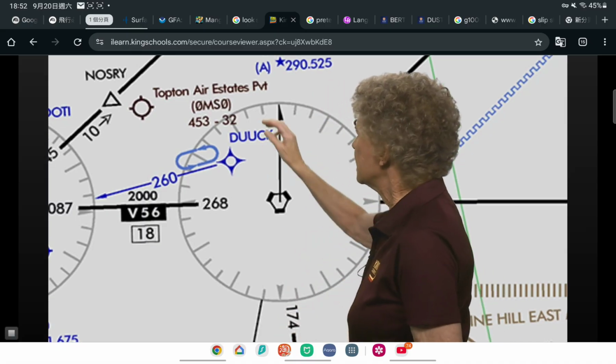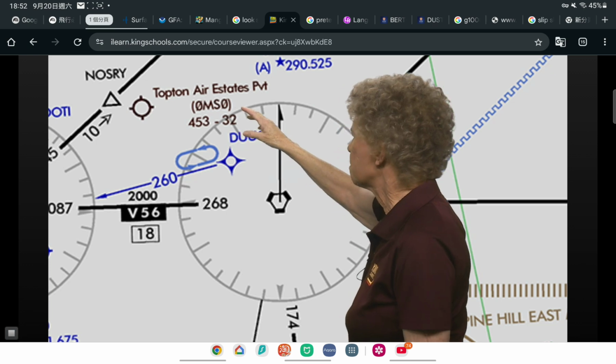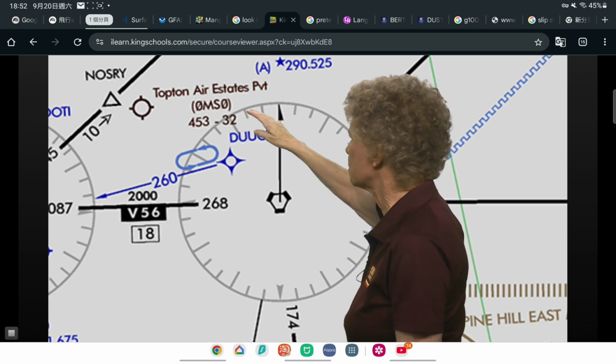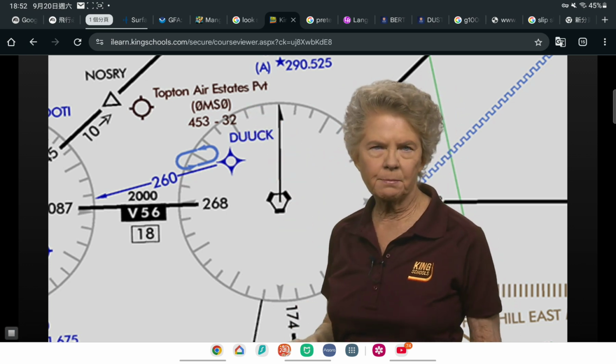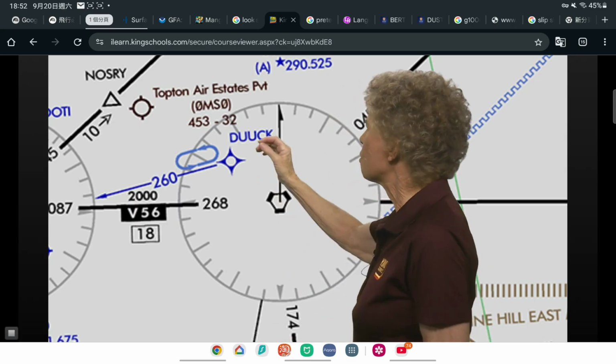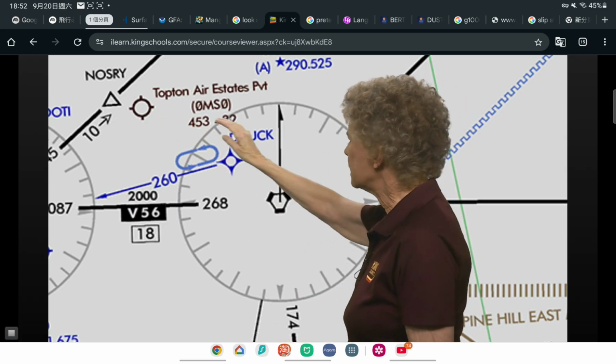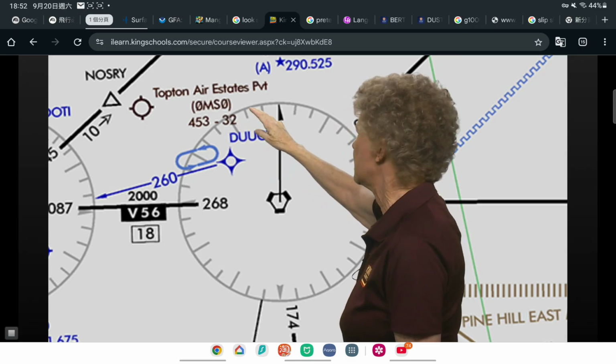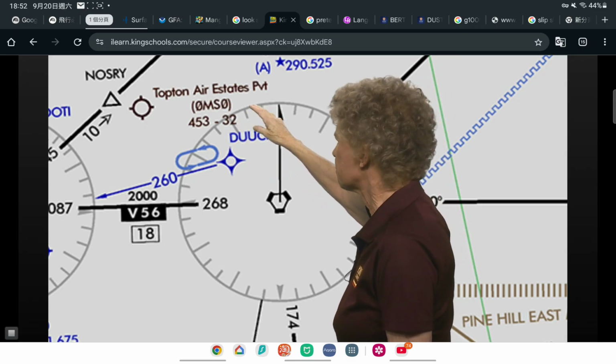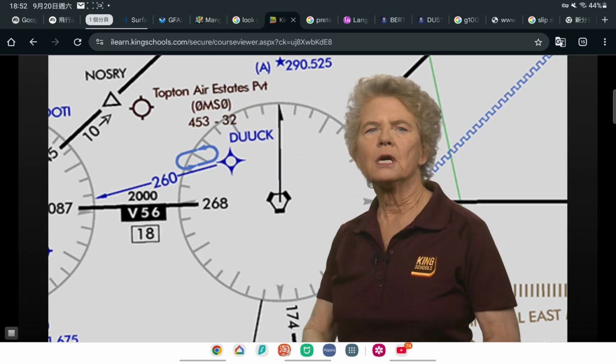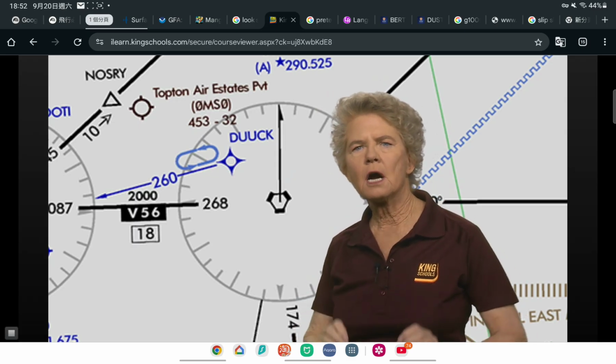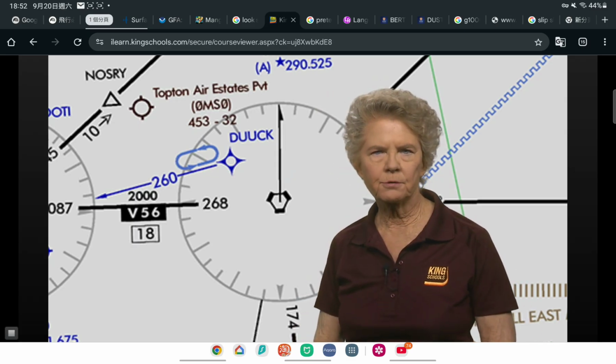An example is Topton Air Estates Airport, northeast of the Meridian VORTAC in northern Mississippi. Notice both the airport symbol and the text giving you information about the airport are shown in brown. And that means that Topton Air Estates does not have an instrument approach.